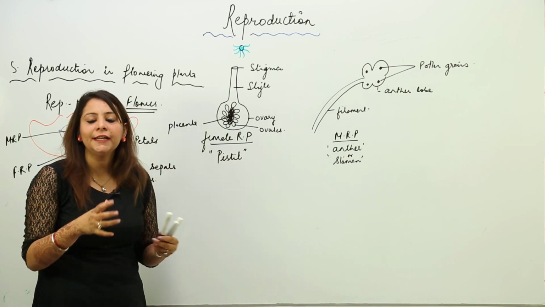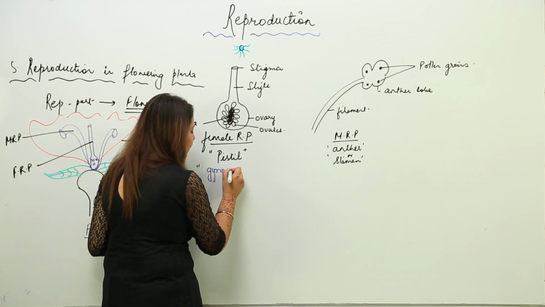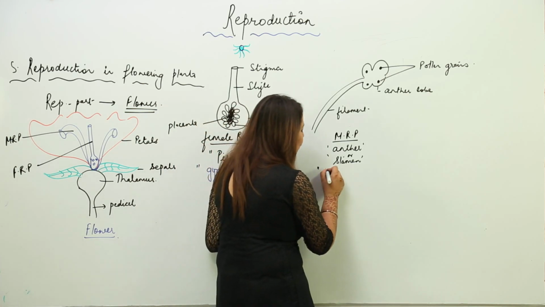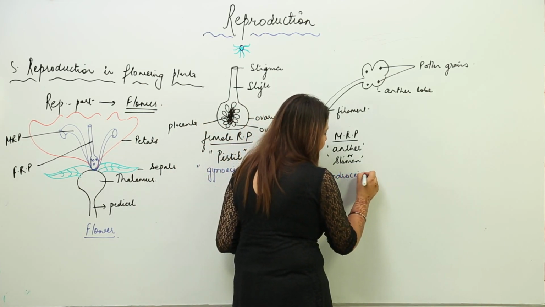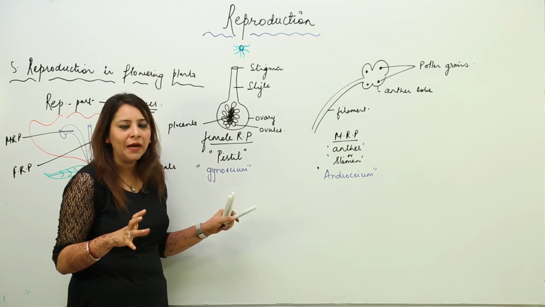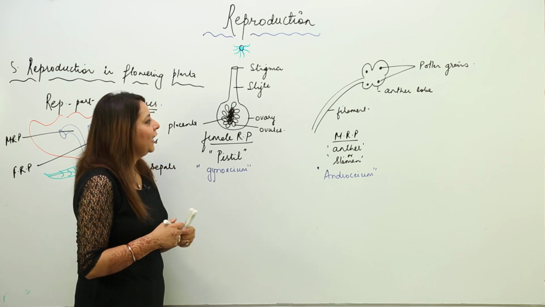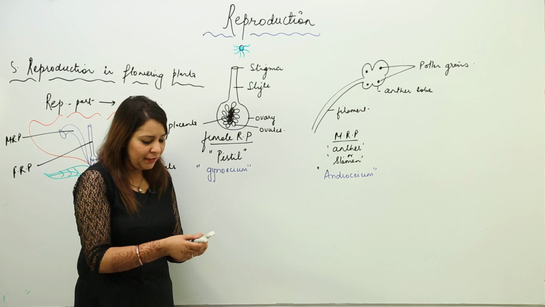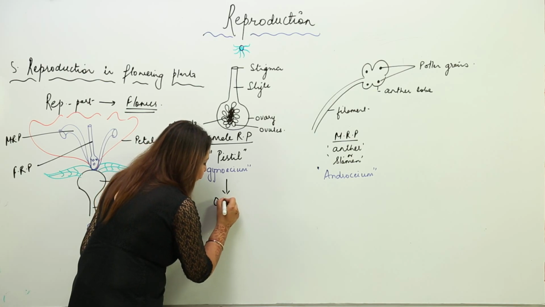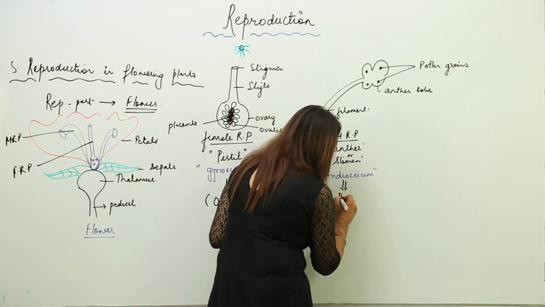When the collective female reproductive part is given a technical term, that is the gynoecium. And the collection of many stamens, the male reproductive part, is referred to by the technical term androecium. So whenever you get a word like gynoecium, we are talking of the female reproductive parts, and when we are talking of androecium, we are talking about the male reproductive parts. Now these are the organs, so obviously they will produce gametes. What gametes do they produce? The female reproductive part's gamete is the ovule, and that of the male is the pollen grain.